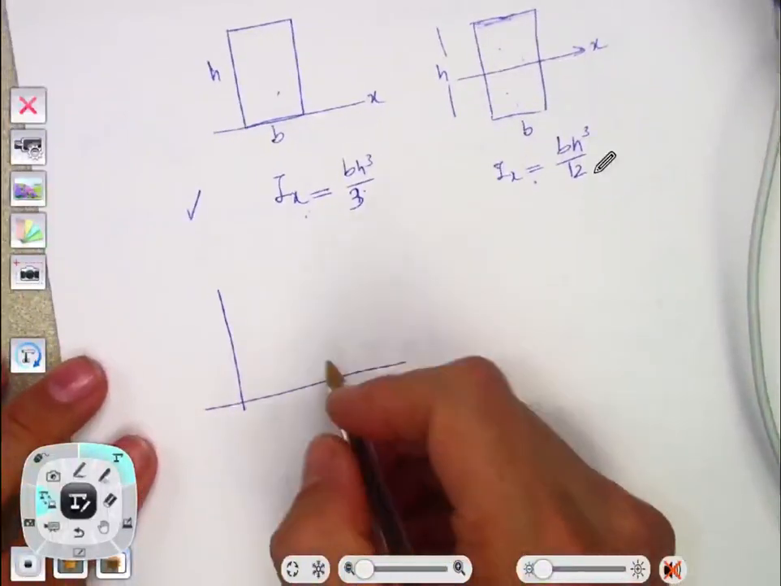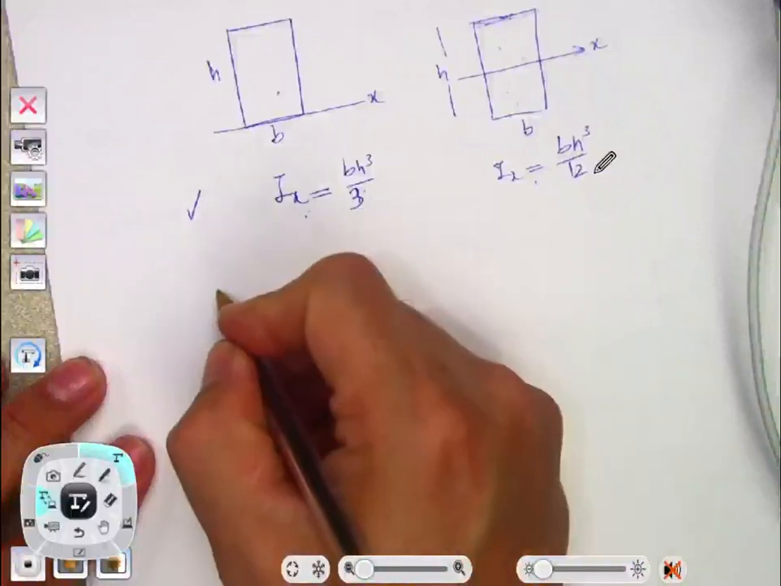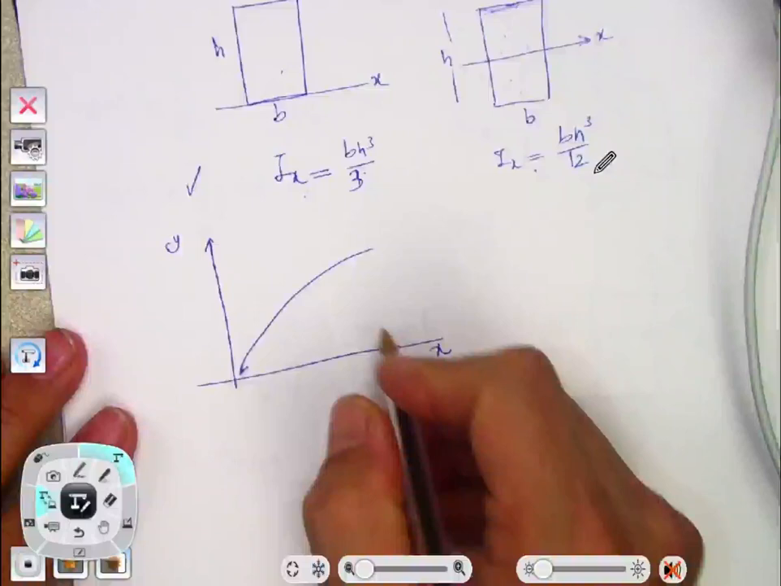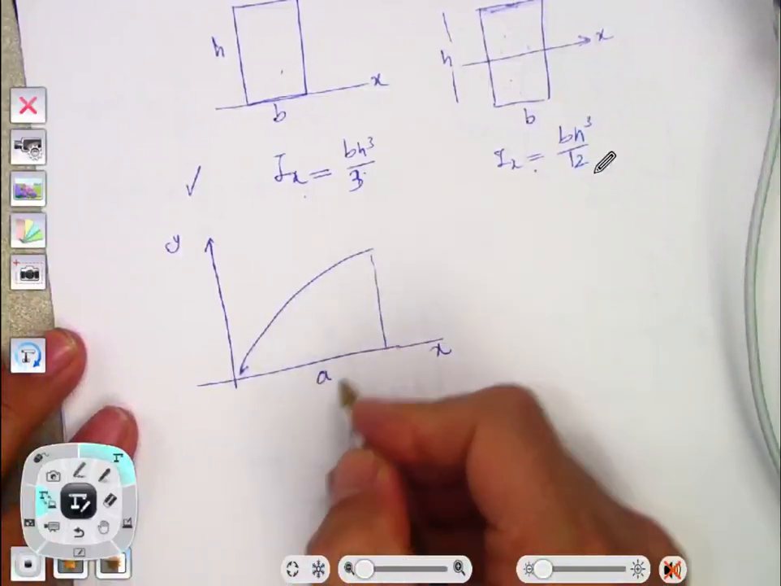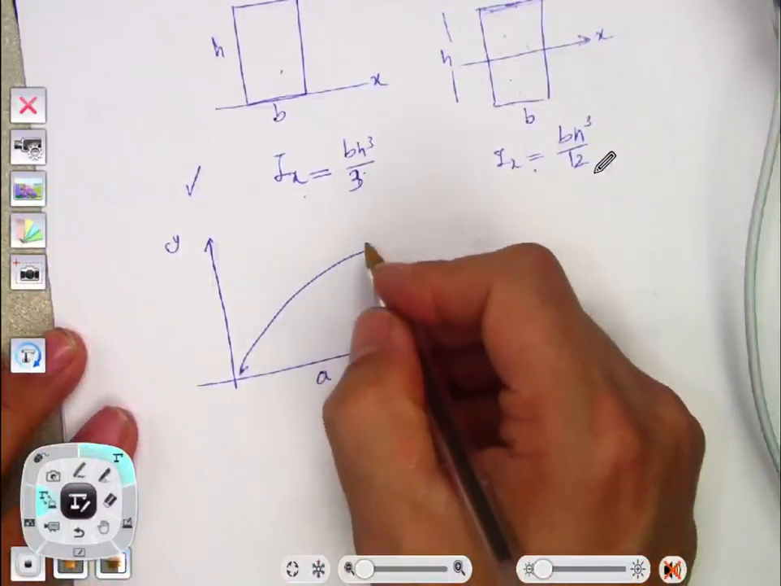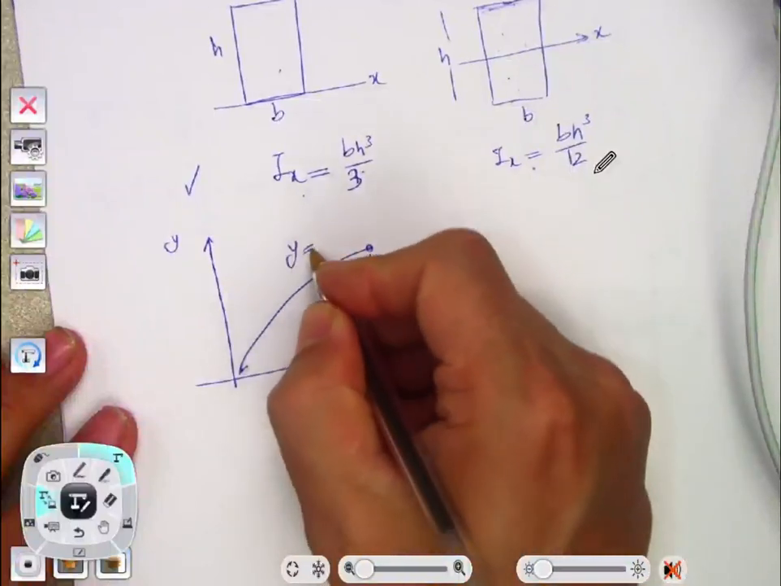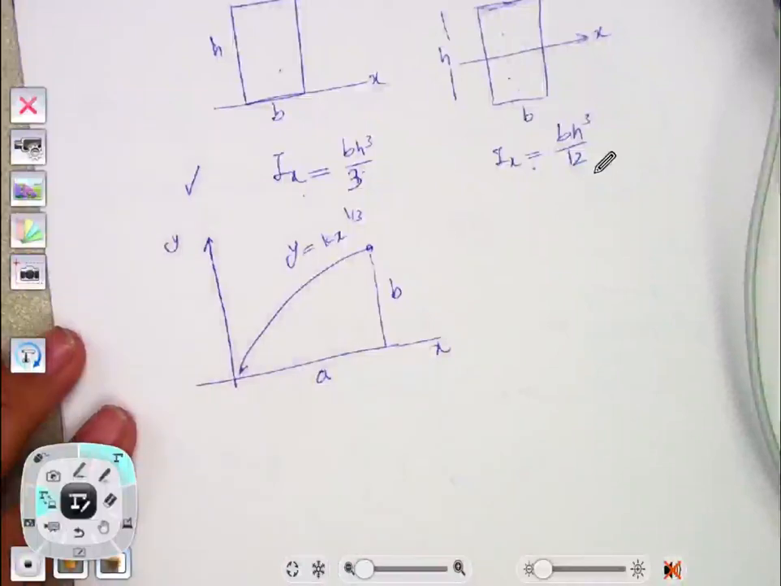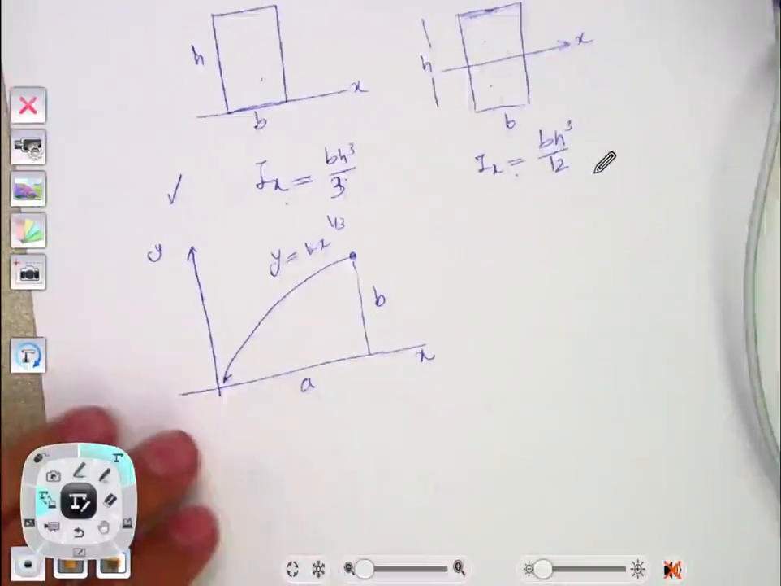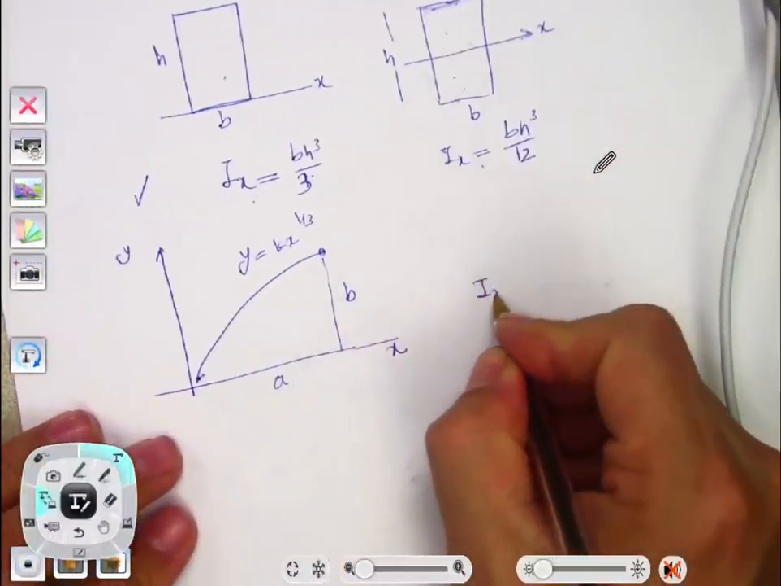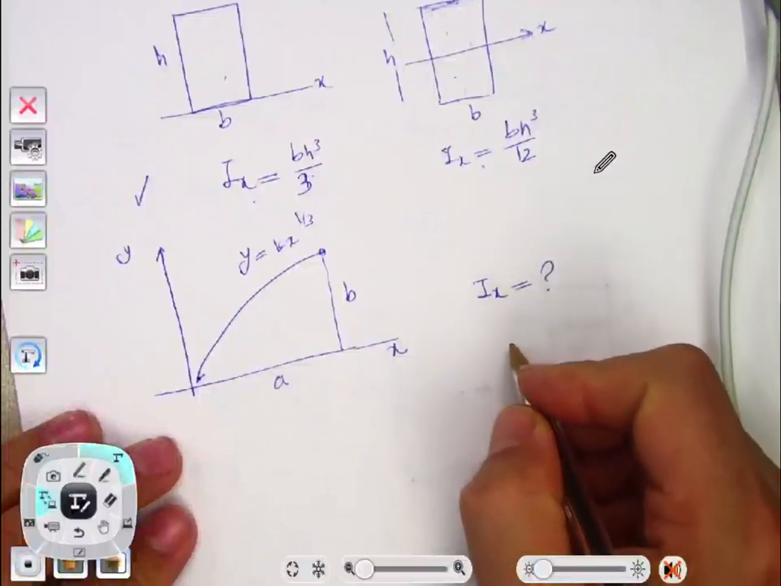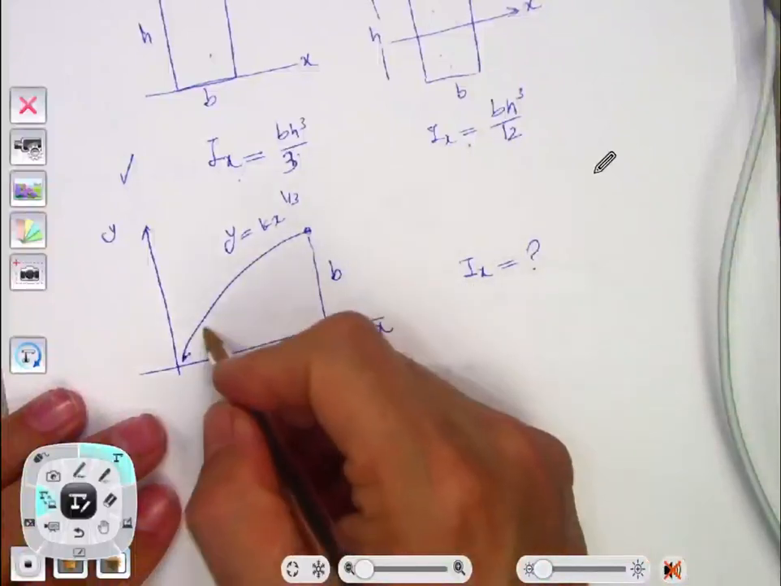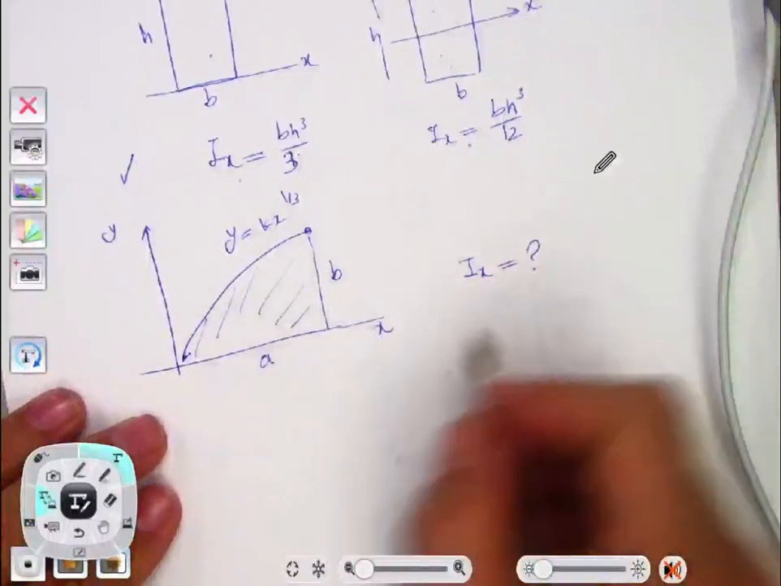Let's say this is my area, this is the y-axis, this is the x-axis, this length is a, this length is b, and the function that describes this curve is y equals k times x squared. The problem statement asks: what is Ix? We want to find the moment of inertia of this shaded area about the x-axis.